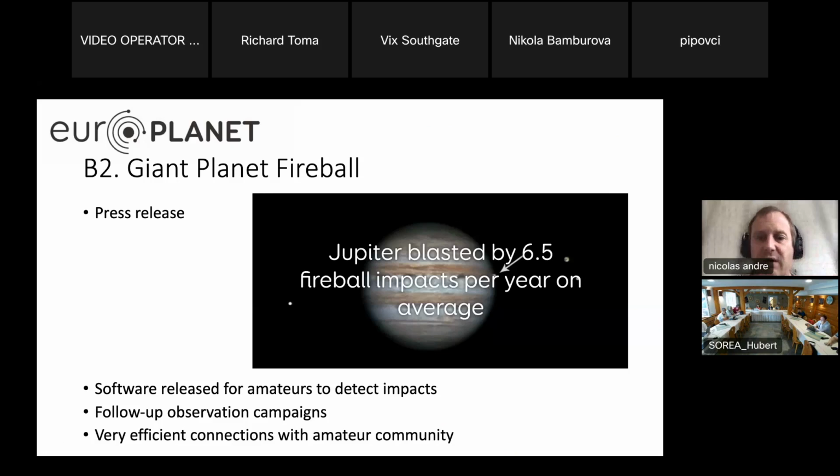So the software takes the picture obtained by the amateur and using some sophisticated algorithm is spotting if a fireball has been observed during that time. We had a very efficient connection with the amateur community to do that. Thanks to this service, we were able to show that almost every year, 6 to 7 fireballs impact on average the planet, which is quite consequent. And since Jupiter is a very easy planet to observe, we have many amateur observations of the planet, and so many more candidates to analyze in order to really check the availability of these fireballs.